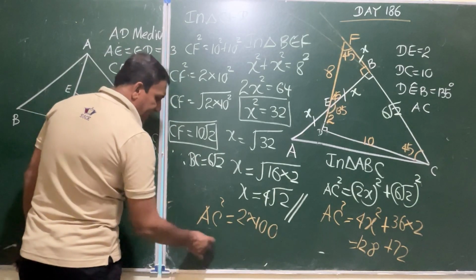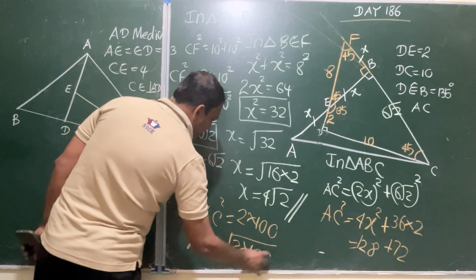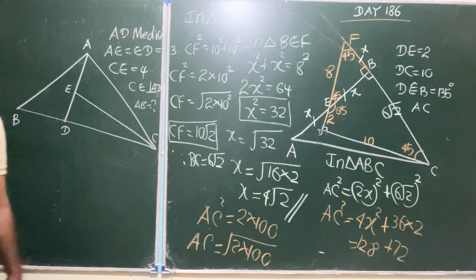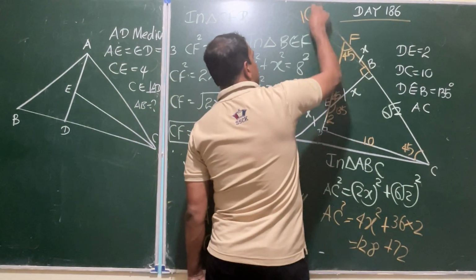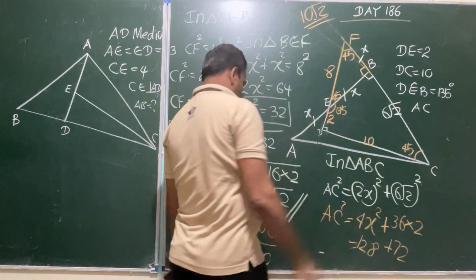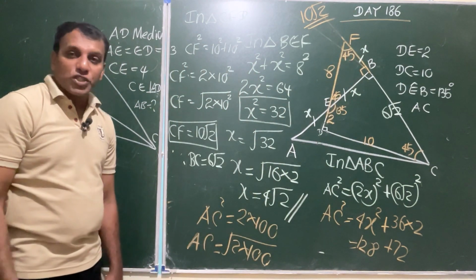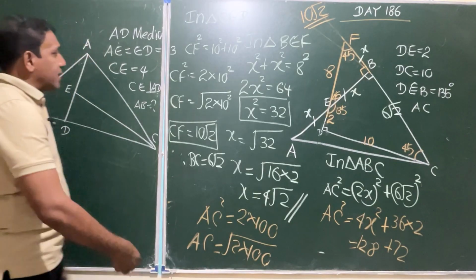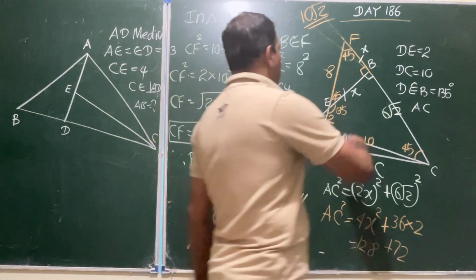So what is the AC answer? Take the square root of 2 times 100. The square root of 100 is 10, so the answer is 10 times root 2. A nice workout, challenging geometry. Okay, come back, another nice question involving the geometrical theory part.